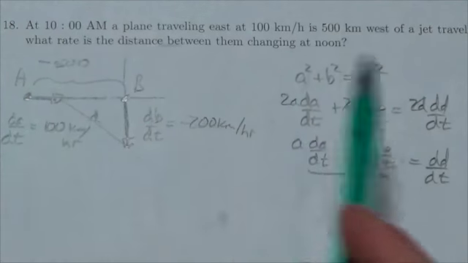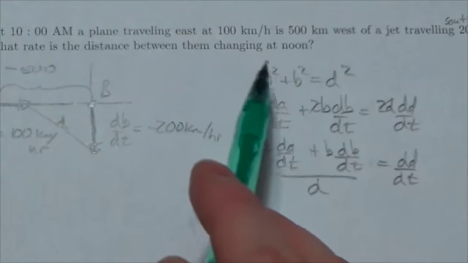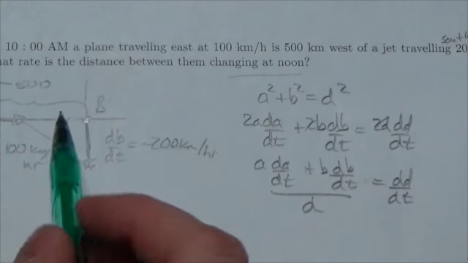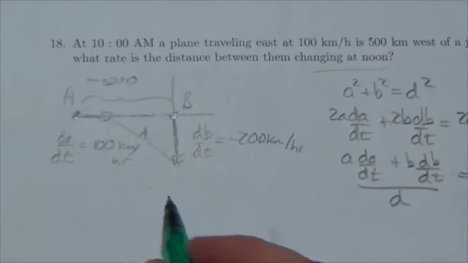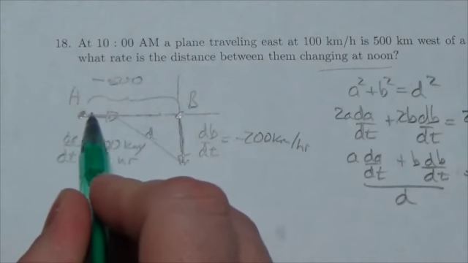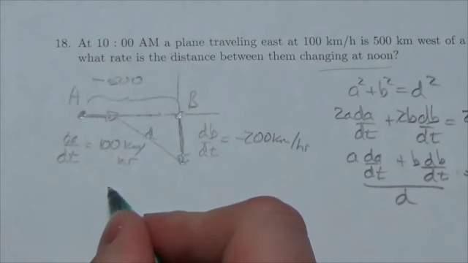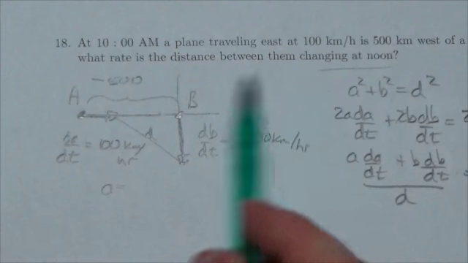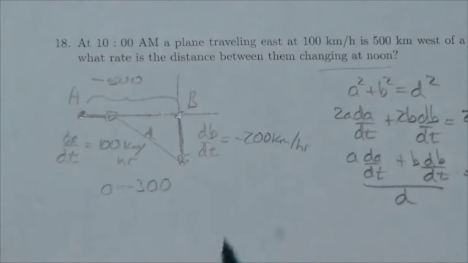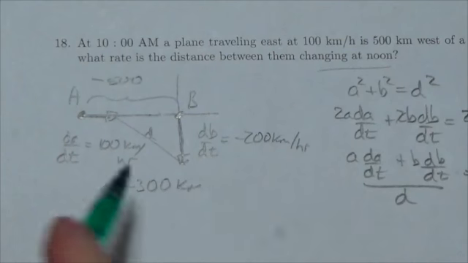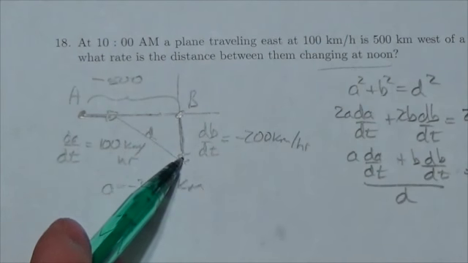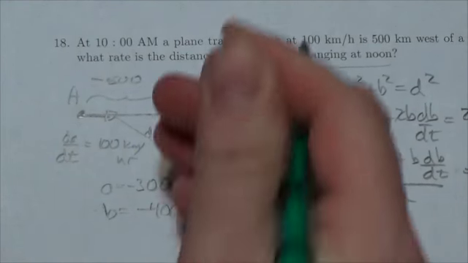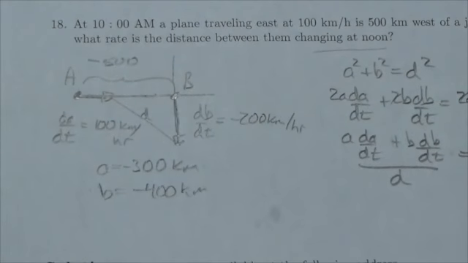Now this is at 10 a.m. and we're asking for the speed at noon, so it's 2 hours later. The a value at that point, the distance the first plane is from the origin: I started at negative 500, going 100 kilometers an hour for 2 hours, so I am at negative 300 kilometers at noon. The jet was going south at 200 kilometers an hour, so 2 hours later it's at negative 400 kilometers, 400 kilometers south of the origin.